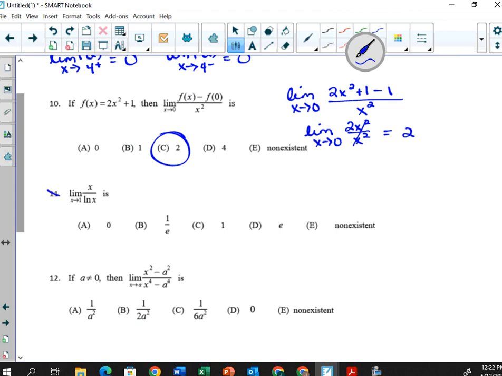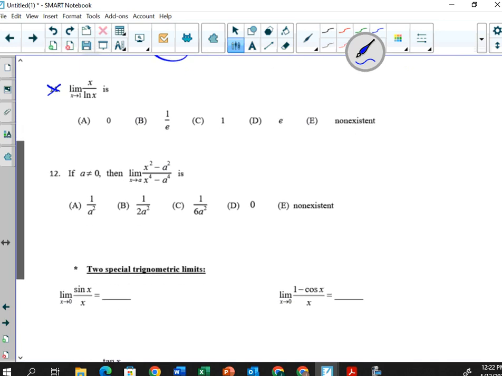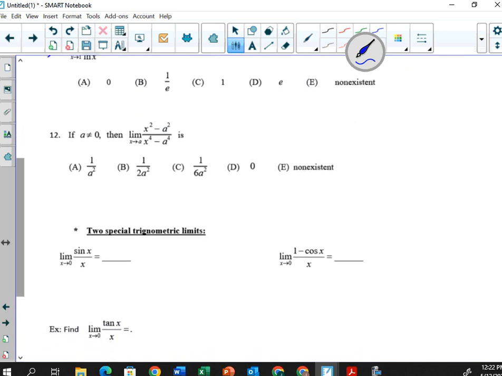All right, guys, we're skipping 11. Let's go to 12. All right, they tell you a cannot equal 0, and then we've got this limit as x approaches a of x squared minus a squared over x to the 4th minus a to the 4th. That looks like a lot. Yeah, we're going to do some difference of squares factoring.